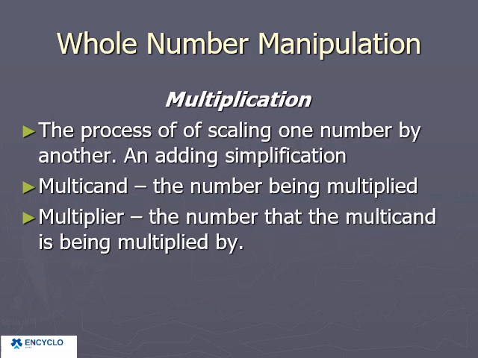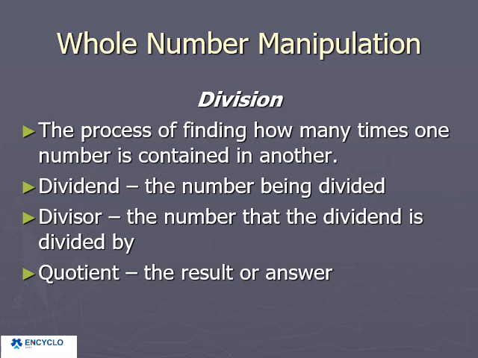Multiplication is a method of scaling one number by another. It simplifies the process of repeated addition. The number being multiplied is the multiplicand, and the number doing the multiplying is the multiplier. Division determines how many times one number is contained within another. The number being divided is the dividend, the number dividing it is the divisor, and the result is the quotient.